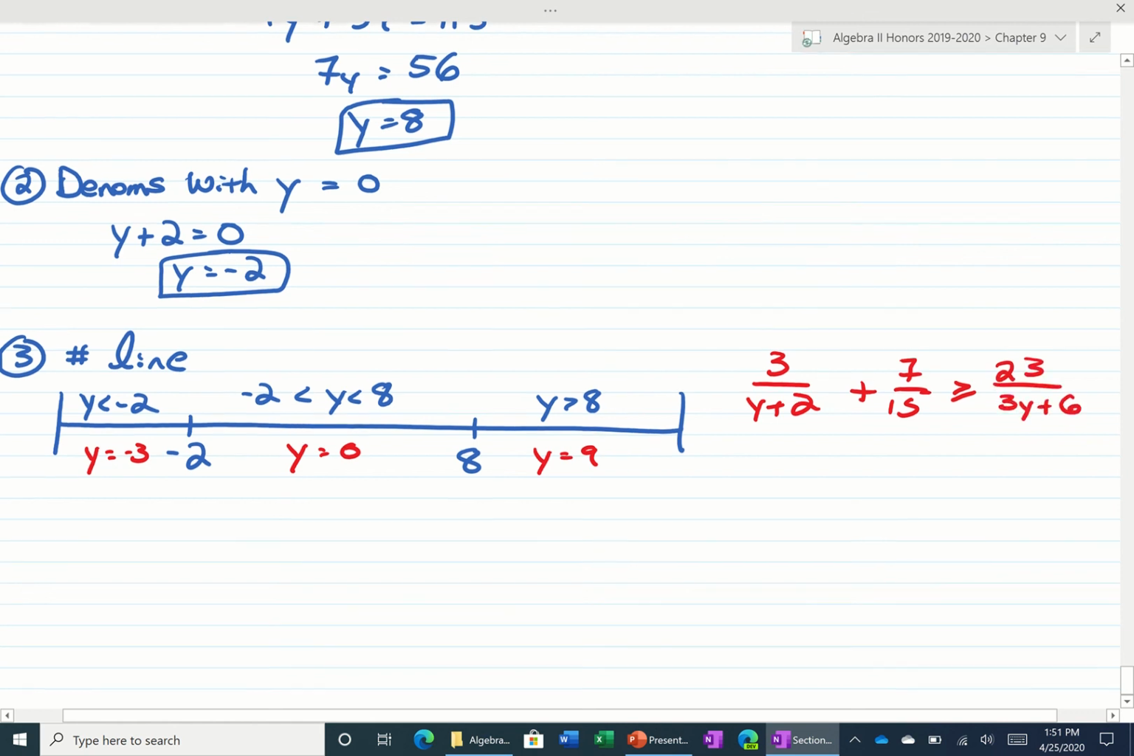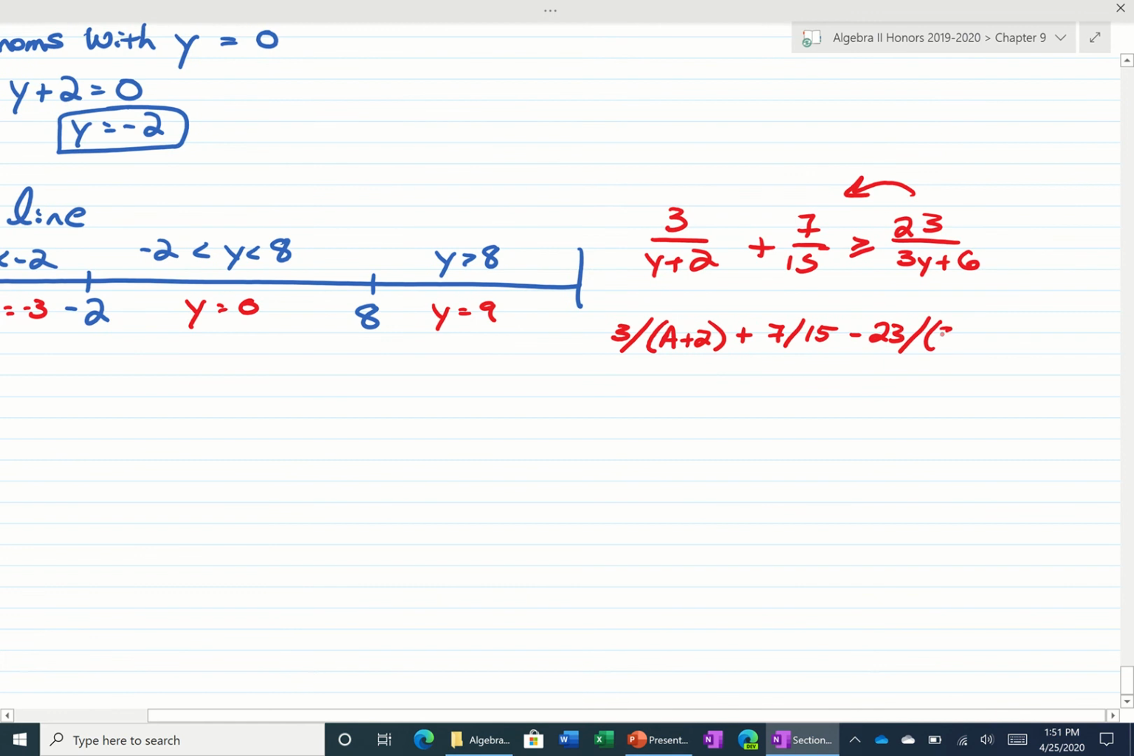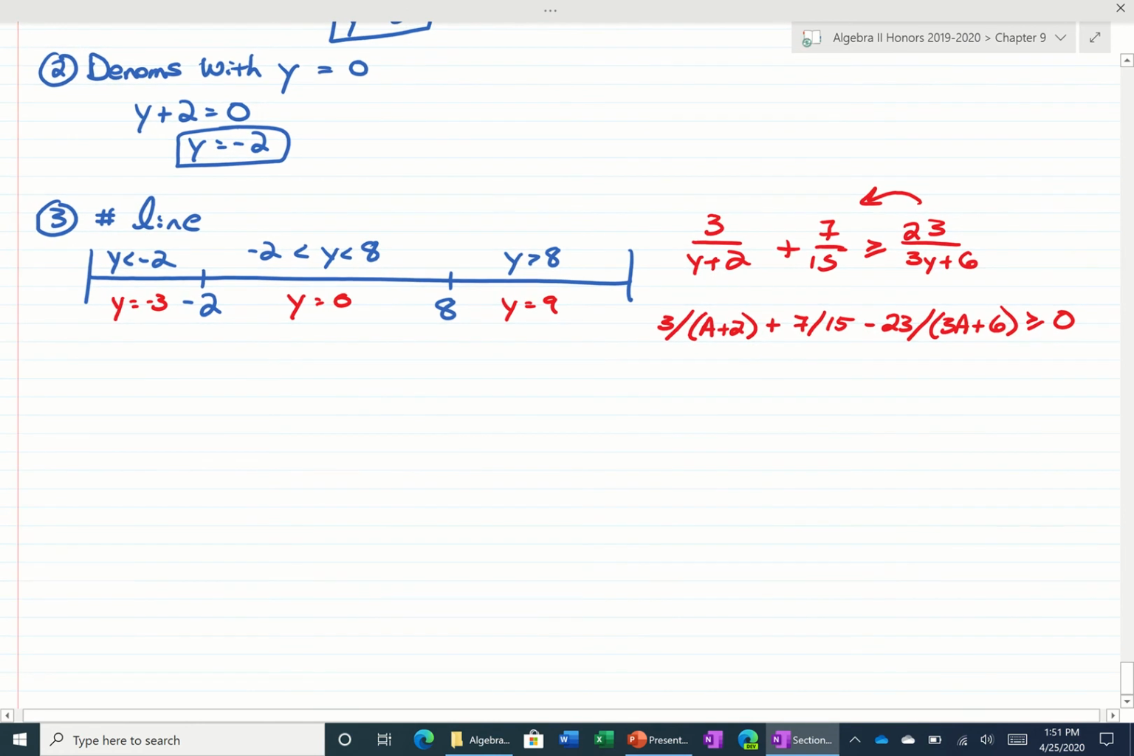In order to store this on my calculator, I'm just going to bring this over so it's 0 on the other side. So on my calculator, I'm going to type this in, 3 divided by a plus 2 in parentheses. Whenever you have more than one term in a numerator or denominator, we should use parentheses. And that's greater than or equal to 0. That's just going to make our storing easier to do. So let's see what happens here.